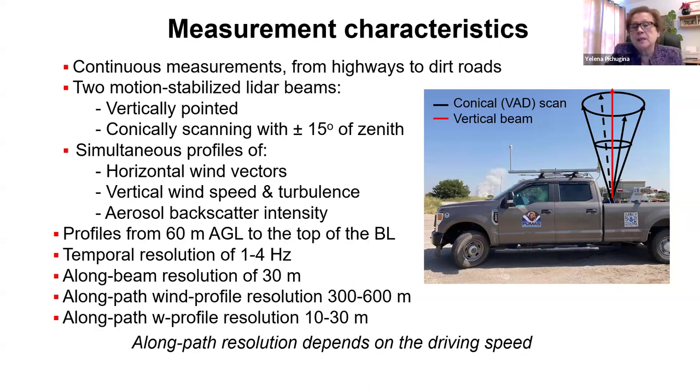Profiles go from 60 meters above ground to the top of the boundary layer, with a temporal resolution of 1.4 hertz. Along-beam resolution of the line-of-sight velocity is 30 meters. Along-path wind profile resolution is 300 to 600 meters. Along-path W profile resolution is 10 to 30 meters. The range is given because along-path resolution depends on driving speed. On highways, especially busy ones, we cannot drive less than 50 miles per hour sometimes. On back roads, we can drive 20 or 10 miles per hour when we do RHIs.